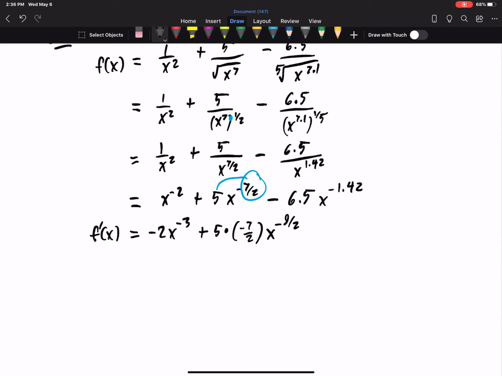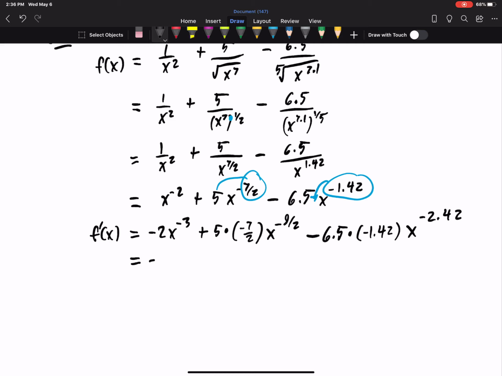Okay, and then we're going to do the same thing over here. So we have minus 6.5 times minus 1.42, because we're taking the exponent, no matter what it is, bringing it down and multiplying. And then we subtract 1 from the exponent. So this gives us minus 2.42, because you're only subtracting 1 from the whole number part. Okay? The rest is just tedious calculation.